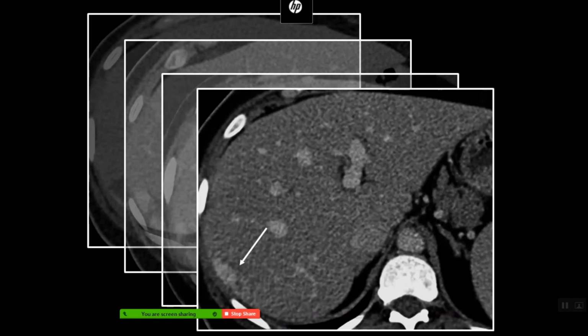Another next scan. So depending on the phase and depending on how the patient's blood flow is, right? So it will keep varying. The appearance will keep varying.